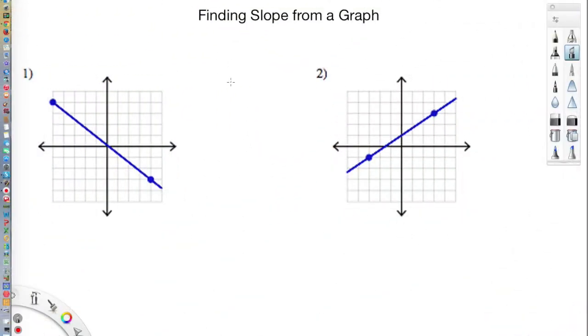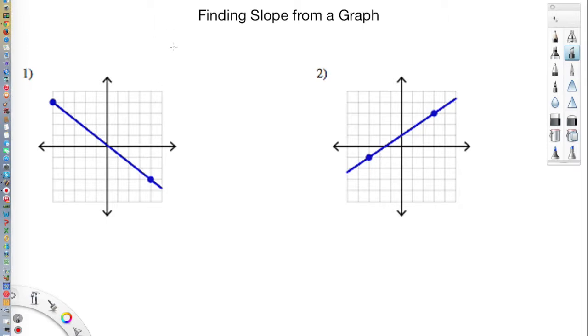Today we're going to be finding slope from a graph. Let's take a look at a few example problems. Okay, boys and girls, let's take a look at our assignment. We see here that we are asked to find the slope from a graph. We have several graphs. Each graph has a line, and then they even give us two specific points that we kind of focus on to find our slope.